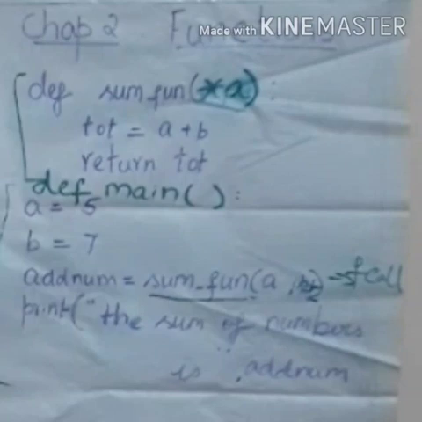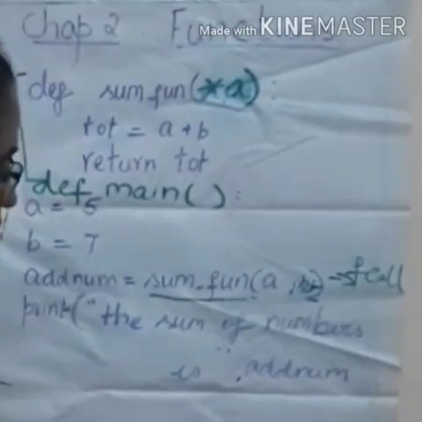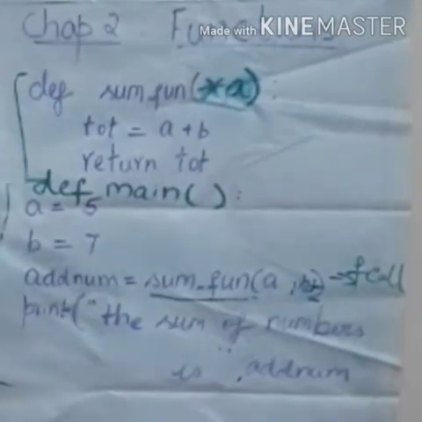The third thing I want to say is regarding the scope of variables. When I say scope of the variables, there are 2 types of scopes. One is called the global scope and the other one is called the local scope.